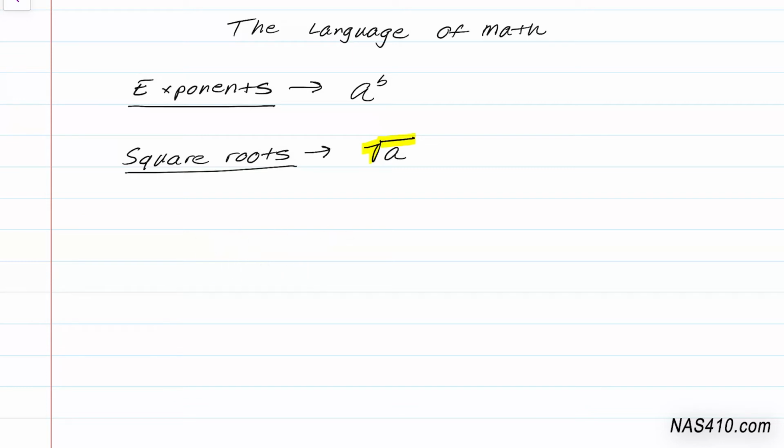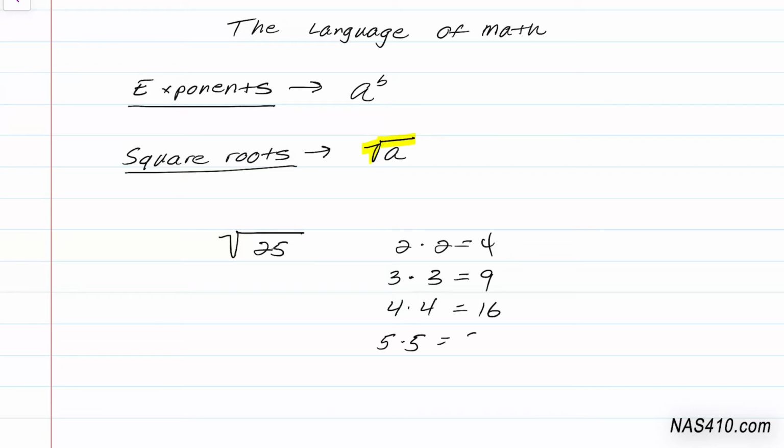All right, let's try another example. What about the square root of 25? What number multiplied by itself equals the number inside? There's no wrong way to do this. You could start with 2, right? 2 times 2 equals 4. Nope, it's not that. 3 times 3 equals 9. Nope, it's not 3. 4 times 4 equals 16. Nope, it's not 16. 5 times 5 equals 25. Yep, that's the right answer. And so the square root of 25 is 5.